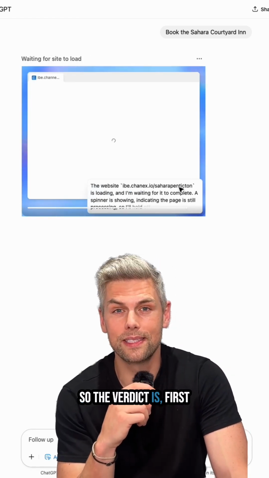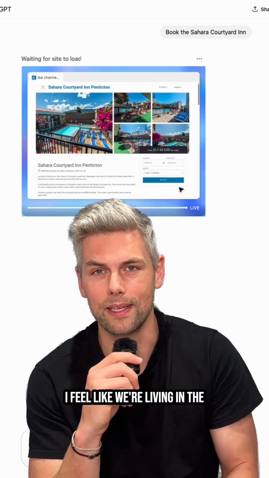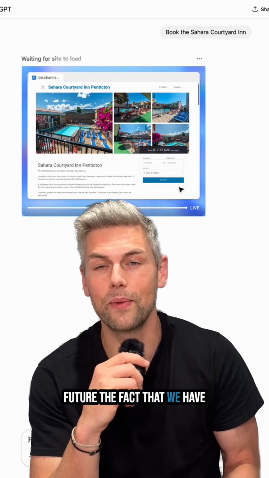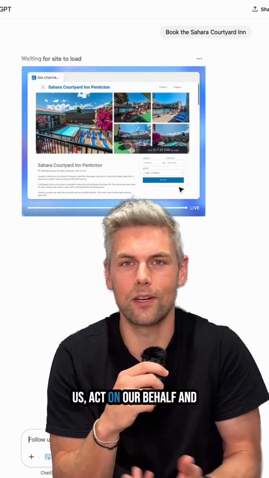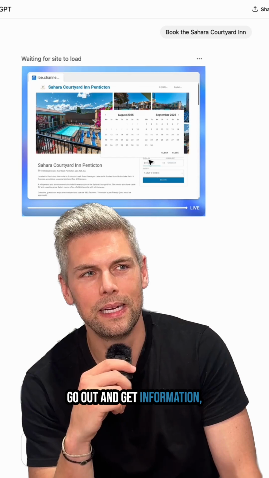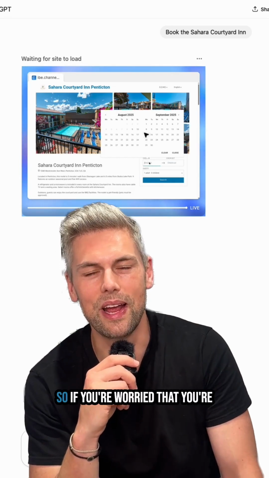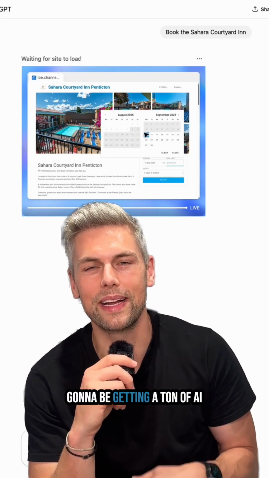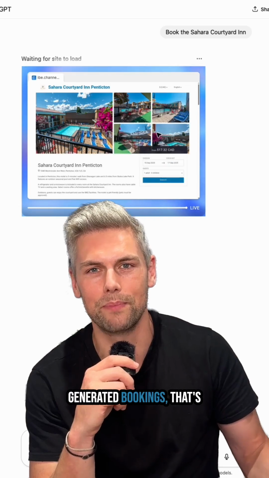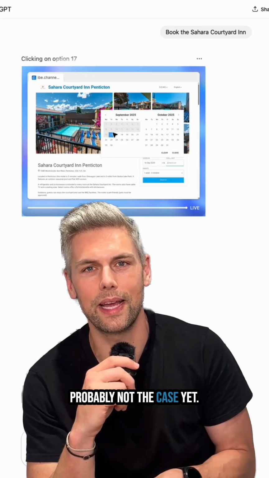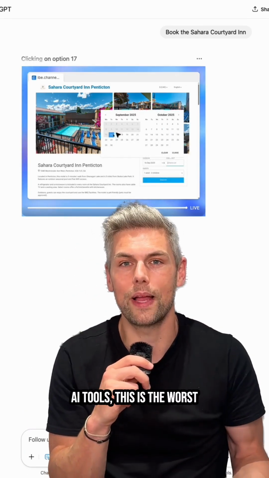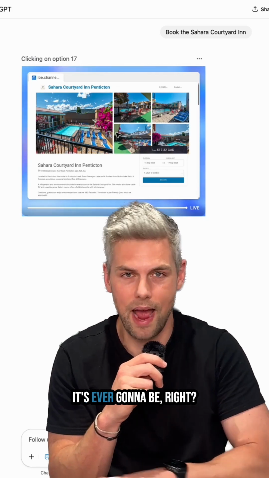So the verdict is, first of all, this is wild. I feel like we're living in the future. The fact that we have this AI tool that can act for us, act on our behalf, and go out and get information, but it's honestly not there yet. So if you're worried that you're going to be getting a ton of AI-generated bookings, that's probably not the case yet. But the fact is, as with all AI tools, this is the worst it's ever going to be.